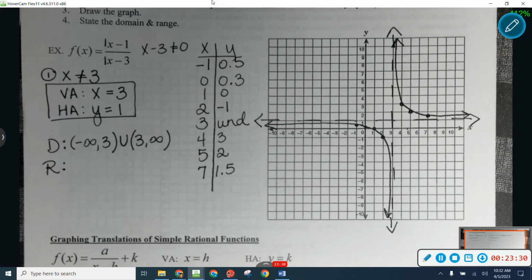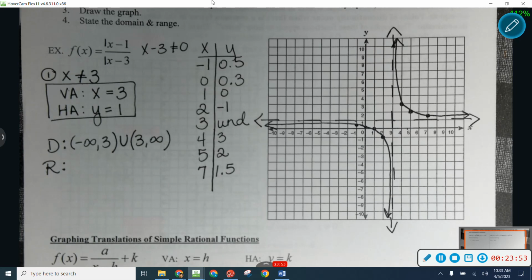Okay? Now if I were doing set builder notation or just a basic inequality, you'd be having all real numbers except x cannot equal 3. Okay? So for now we're just going to do interval, but if you're doing something else it would just be x cannot equal 3. Okay?